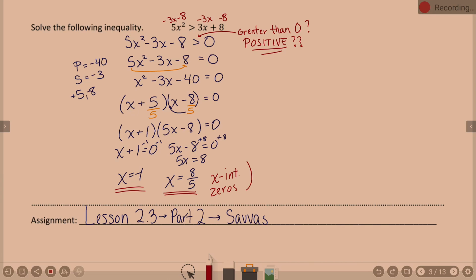So we're going to take those x-intercepts and put them on the number line. All I care about is which one goes to the left and which one goes to the right. I don't care about any numbers in between them. So I have negative 1, and I have 8/5.